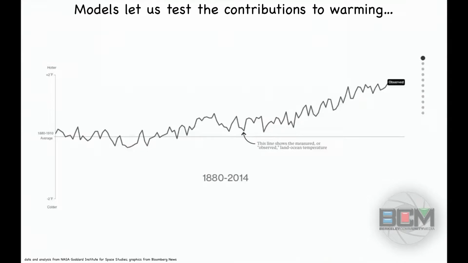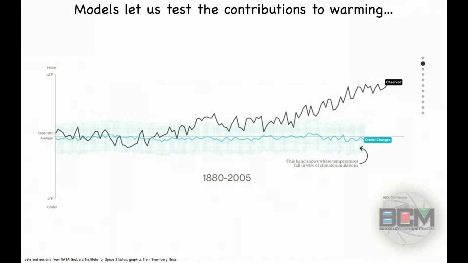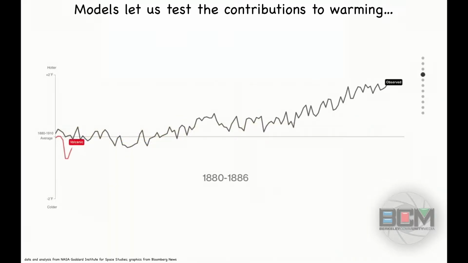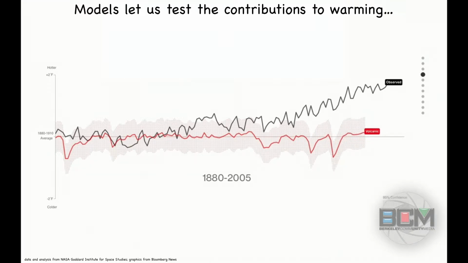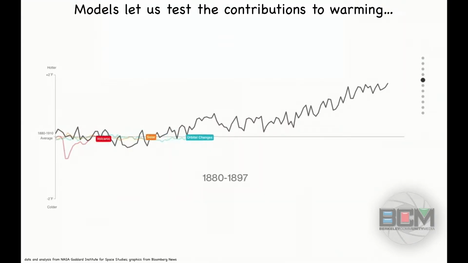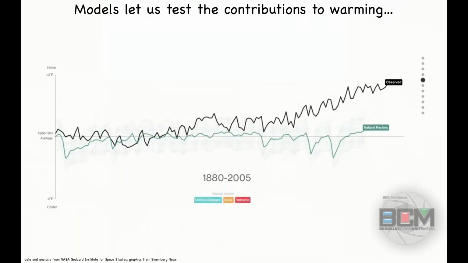Here's a temperature compared to the average between 1880 and 1910. And then this is time along this axis. And what we're going to do is go back and use these computer models to look at how much did the orbit change between the Earth and the Sun? And how much did the solar output change? And the next one, I believe, is volcanic activity. And you notice there's a couple of big volcanic eruptions that occurred. So let's take all these three natural forces together and compare it to the data.